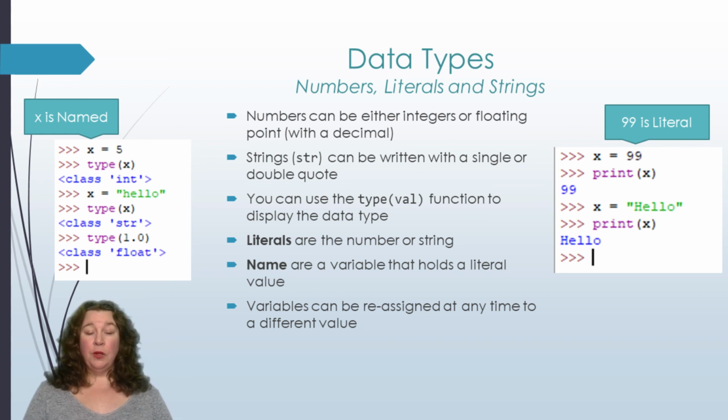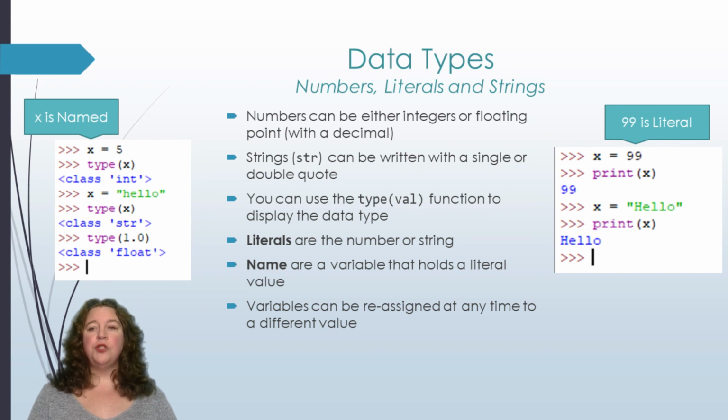A variable is mutable. It can be changed. So as you can see over on the left-hand side, x is equal to 5. And then we checked its type, and its type was an integer. Cool. Then we changed x to be hello, and its type was a string. And then we changed it to 1.0, and its type was a float. So you can see that the type of that variable can change as you change the values of the variable. They don't have to stay typed.